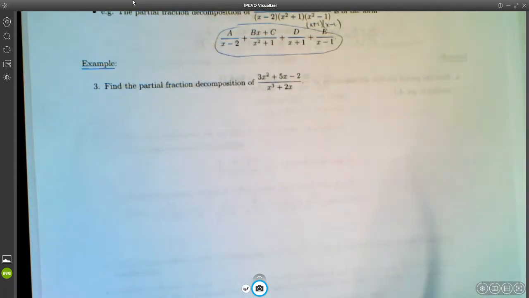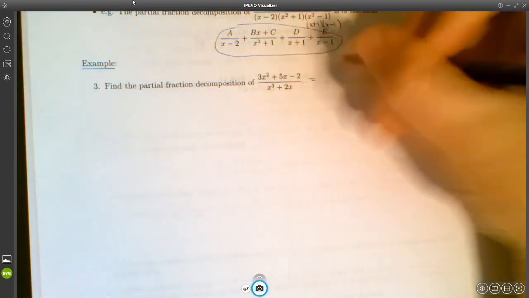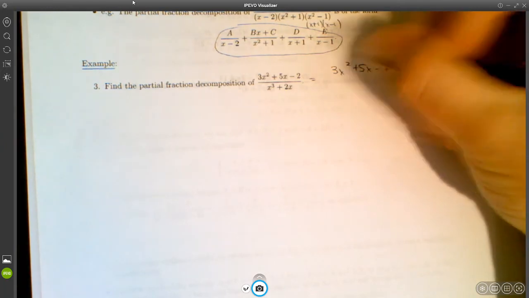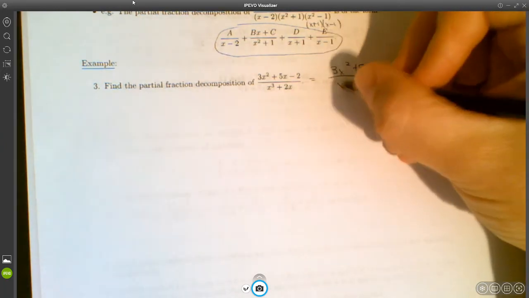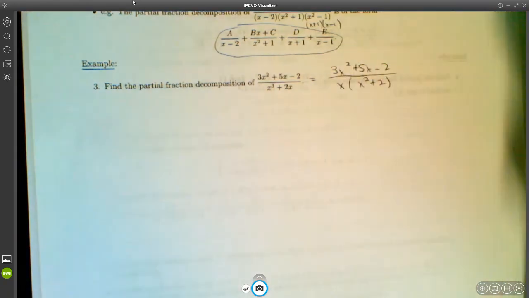So let me give you another completely different example. This time we have to do a little bit of factoring first. So again, don't worry about trying to factor the numerator. For partial fraction decompositions, it doesn't matter. But you do need to factor the denominator. So I know I can take out an x, and if I do, I'm left with x squared plus 2.